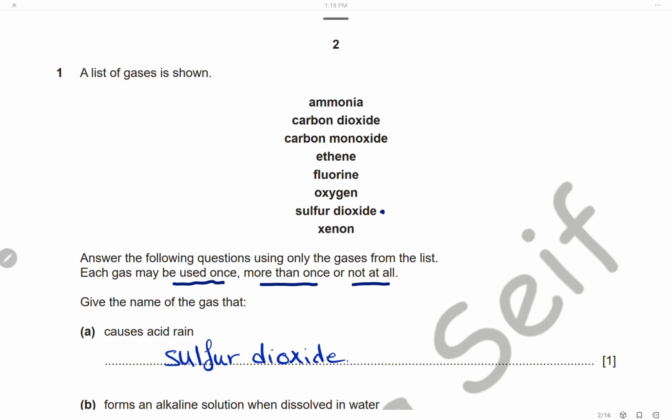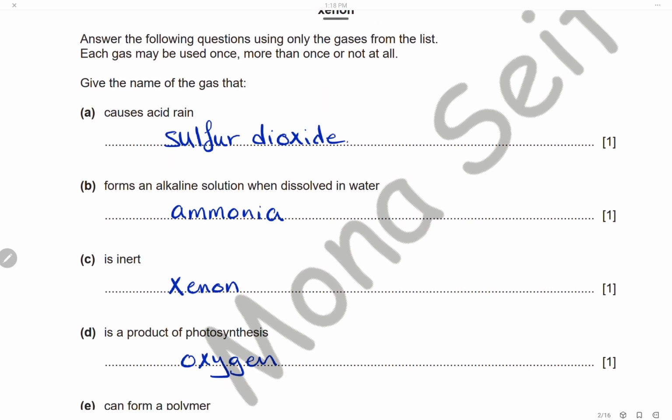Of course, sulfur dioxide, because it's an acidic oxide, it can dissolve in the rainwater to form acid, so the answer is sulfur dioxide. Second, the name of the gas that forms an alkaline solution when dissolved in water. We have ammonia. Ammonia dissolves in water to give ammonia solution or ammonium hydroxide, which is alkaline. So the answer is ammonia.